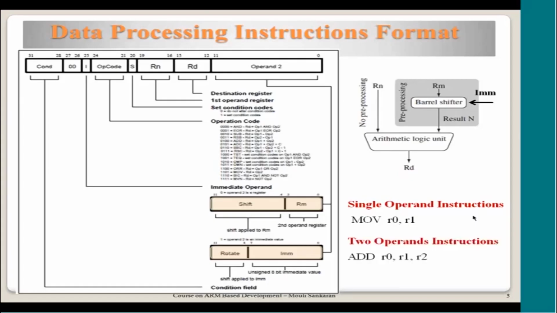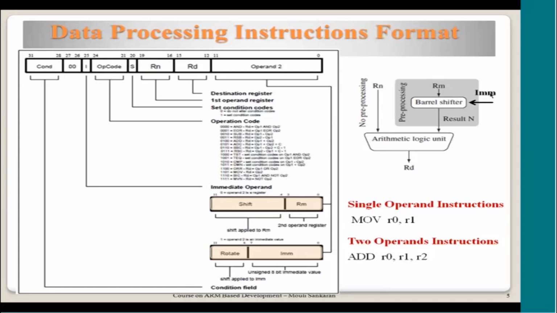Now what about two operands? A simple example: R1 and R2 are two operands. Then you will be able to map it. R1 happens to be Rn, so in the location of Rn, it will have 1, and then R2 happens to be Rm, so in this location there will be 2, and RD happens to be 0. So RD will be 0. And the opcode will say that it is an add instruction. So wherever add is, it will say here 0100. So that opcode will be put. So that is the way it is interpreted. I hope you understand this.